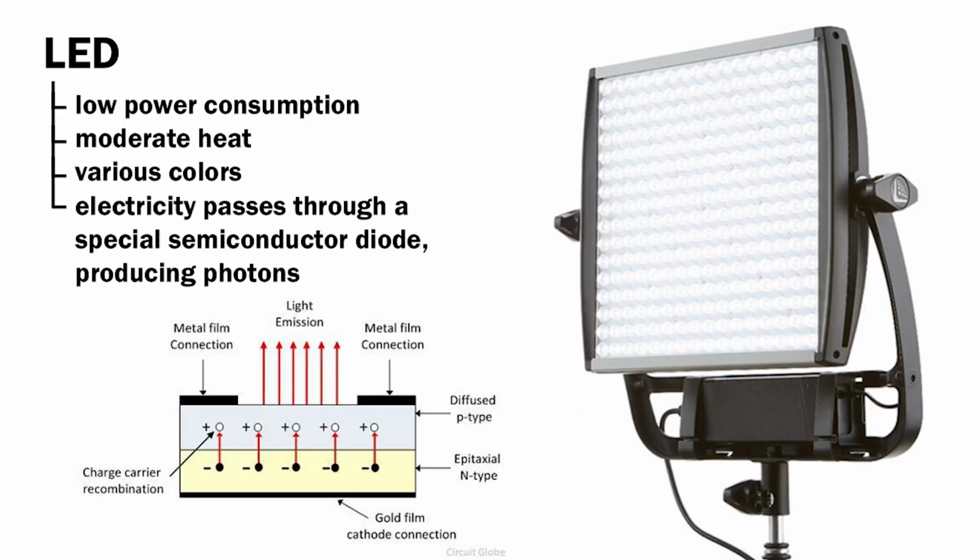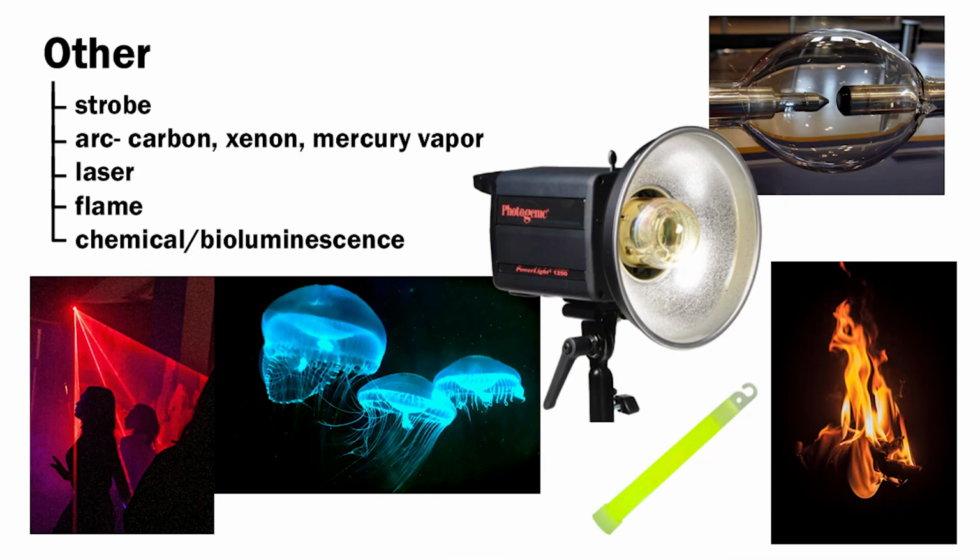There's a little diagram of how you've got the different types of semiconductor material, and when you put electricity through it, light comes out, photons get emitted. And then there are a number of other things. In still photography, you use a strobe light, which just flashes for an instant, but is very bright for the amount of power. In addition to HMIs, there are other kinds of arc lights that use an arc of electricity.